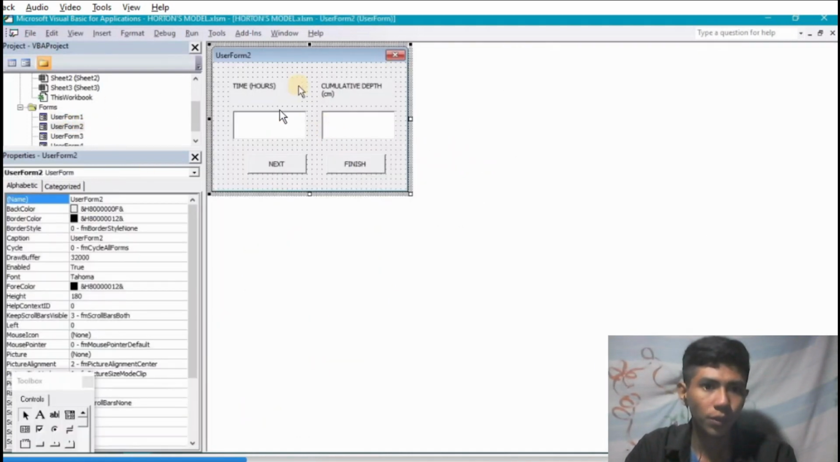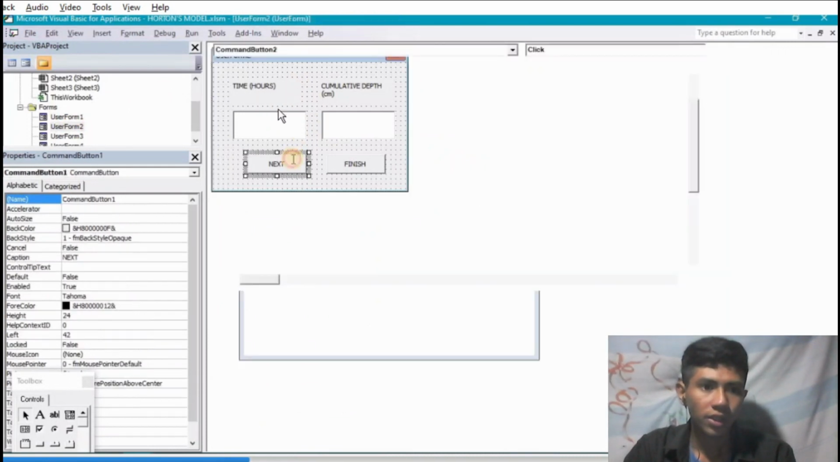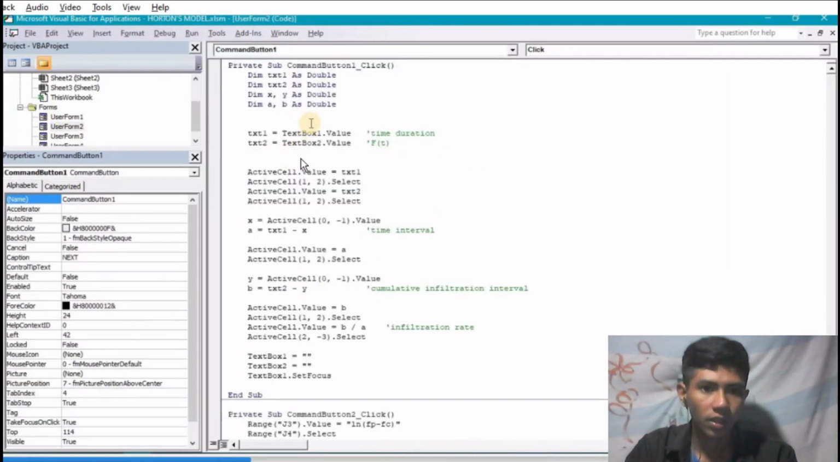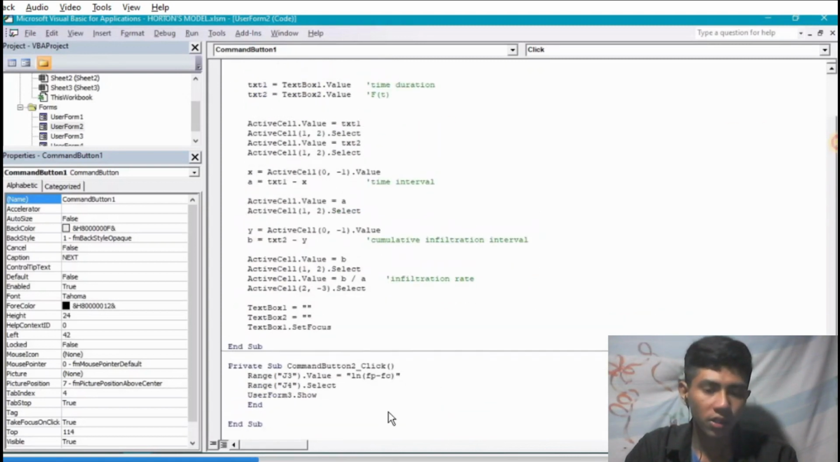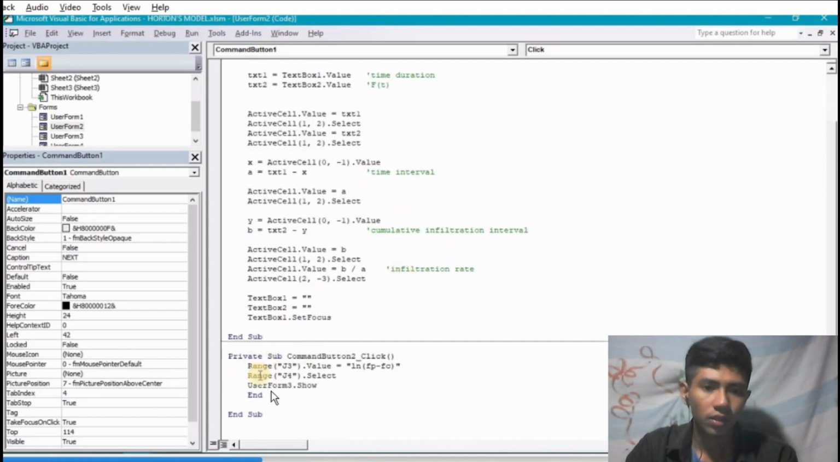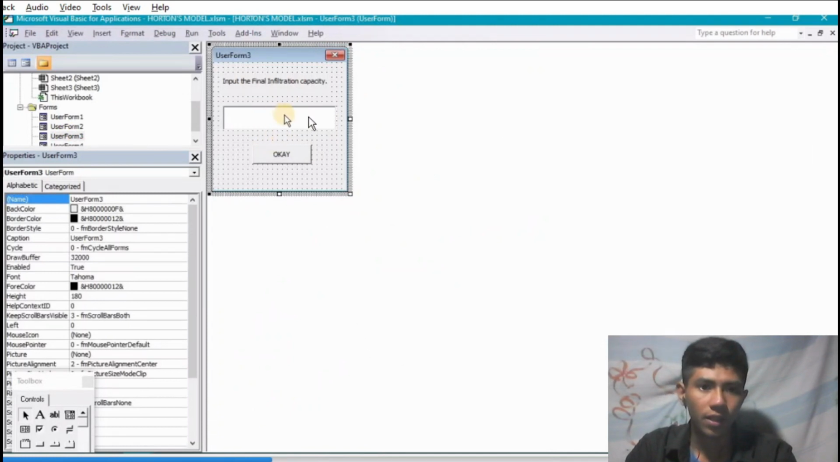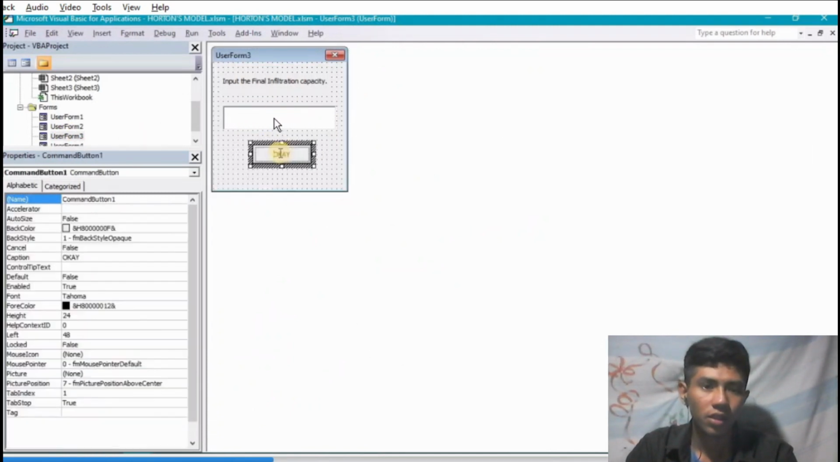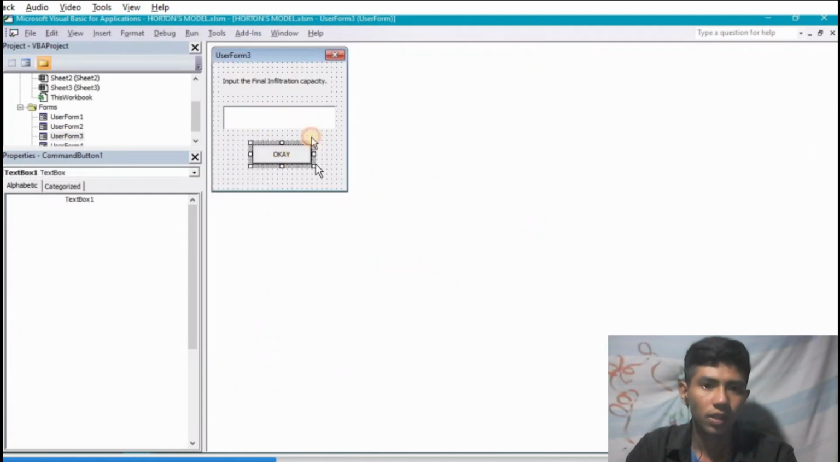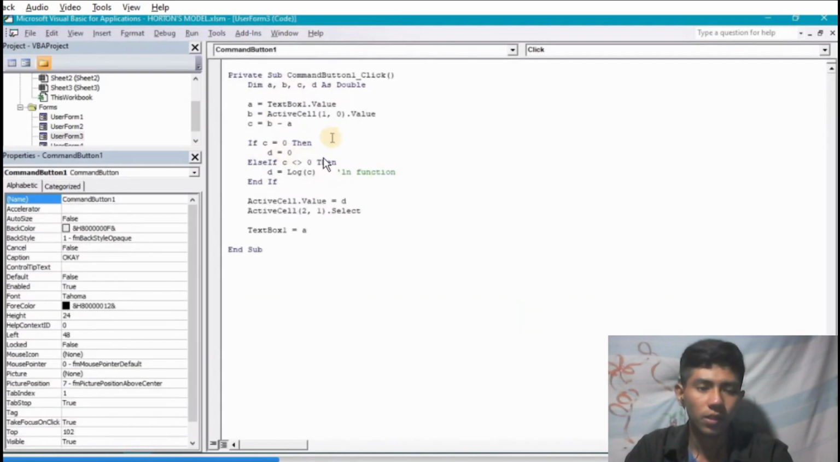UserForm2. Almost similar lang sa UserForm1, but there's a little difference in the codes. Okay, and this is the finish button where it will command to show UserForm3. Okay, UserForm3 like that. So ilalagay na dyan yung steady state. This is a command button.